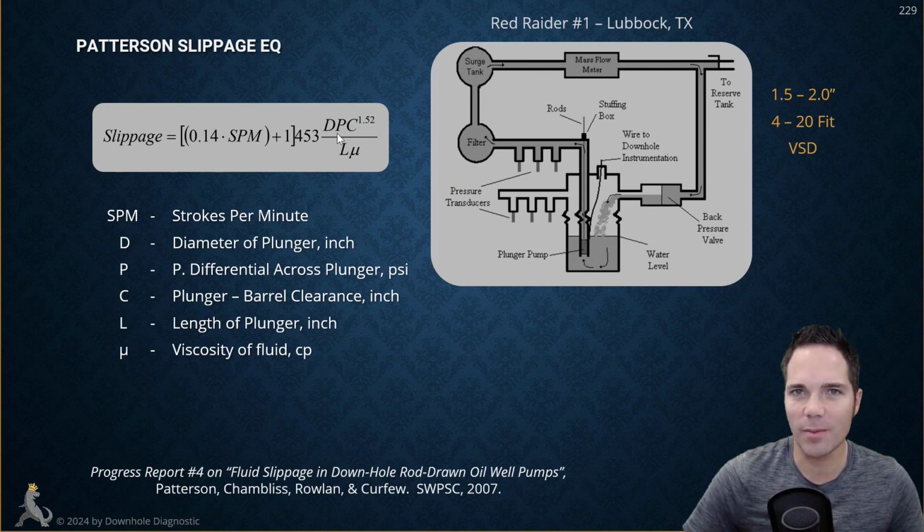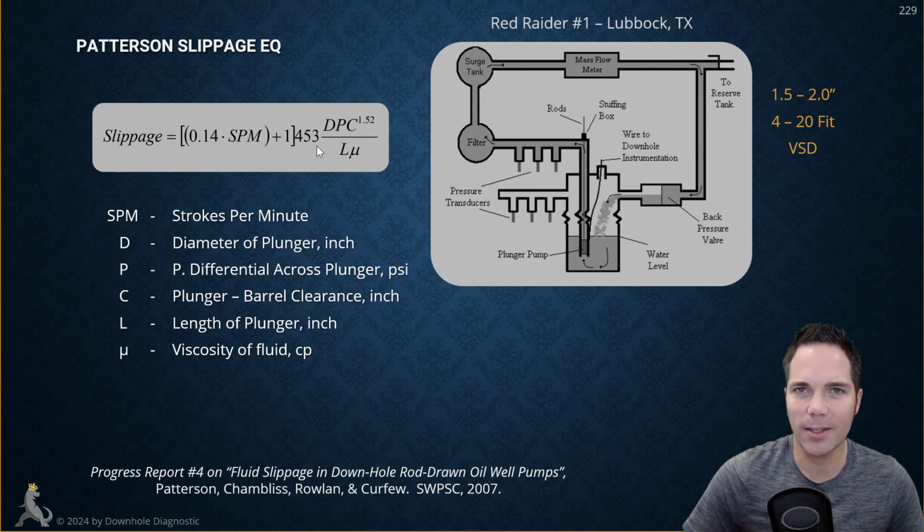But let's look at the other variables, which are going to be more important here in affecting slippage. So first off, if you have anything here in the numerator, if you increase this, this is going to increase the slippage. If you have a larger diameter with everything else being held the same, you will have more slippage. If you have a larger pressure differential acting across the plunger, you will have more slippage. If you have a greater clearance or distance between your plunger and your barrel, you're going to have more slippage. And this variable right here is more important. It's raised to the 1.52 power. Okay, so this is all in the numerator.